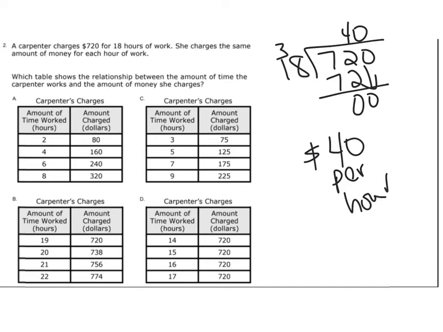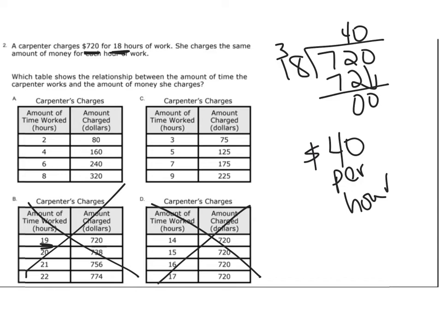So that means I need to see which one shows that it's $40 per hour. So in this case, I just need to look at the table. I know that B is incorrect because it's telling you 18 hours for 720 and this has 19 hours for 720. If you look at D, same thing, 14 hours and it's the same amount, that's incorrect too. So it's between A and C.